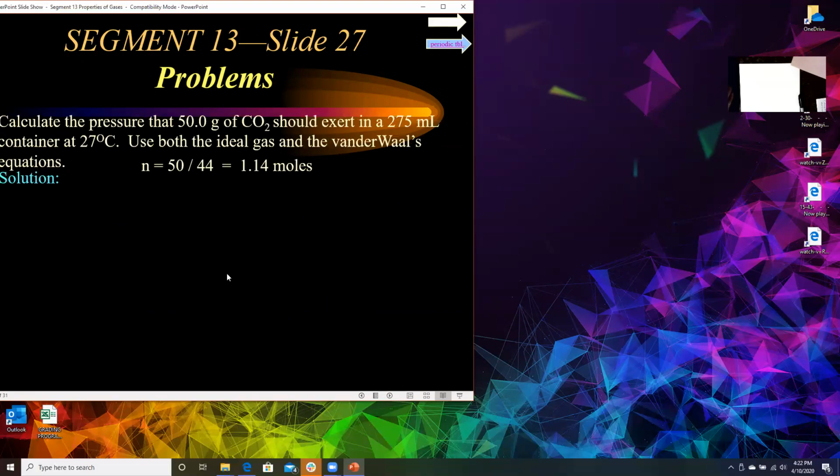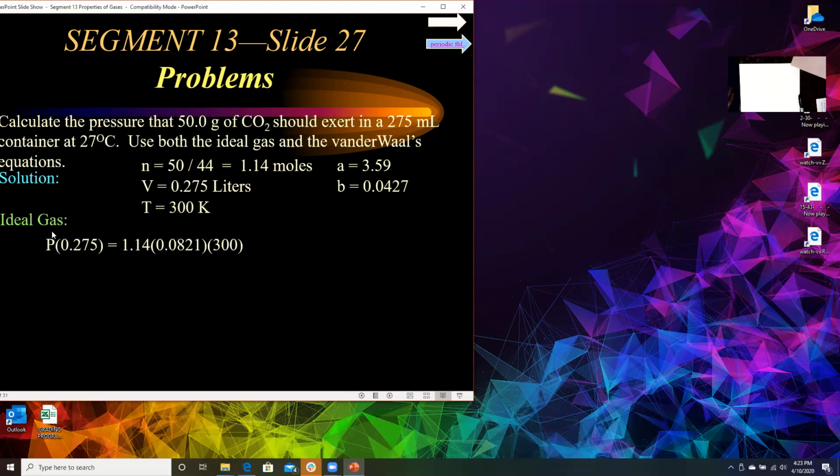Calculate the pressure that 50 grams of CO2 would exert in a 275 milliliter container. Use both the ideal and the van der Waals equation. Here's my data. Okay, so there's the data for everything: the number of moles, the volume, the temperature, and the A constant and the B constant for CO2. For the ideal gas, pressure is just going to be, put those in, solve for it, I get 102 atmospheres.